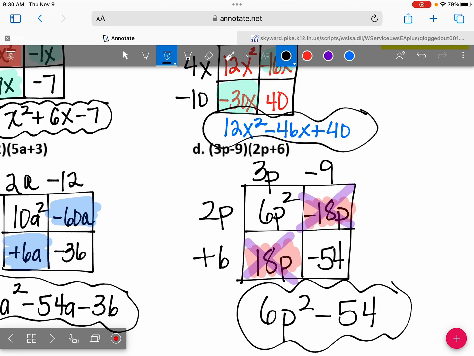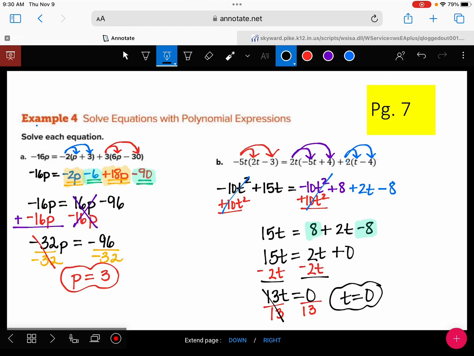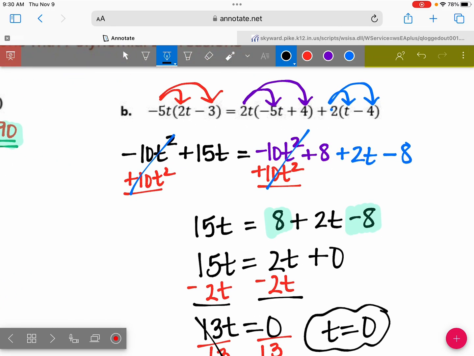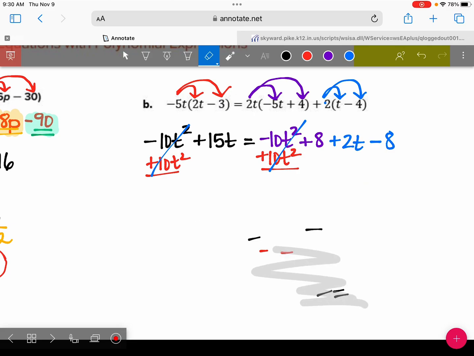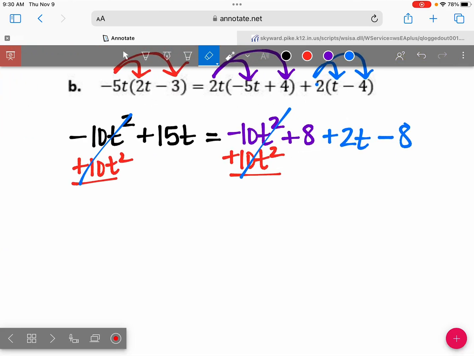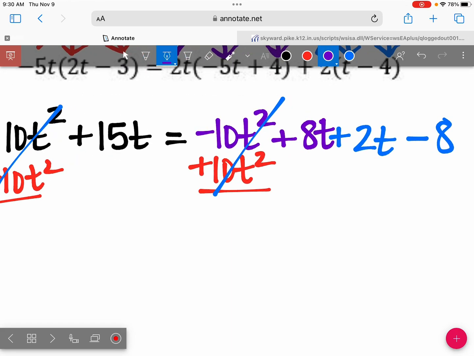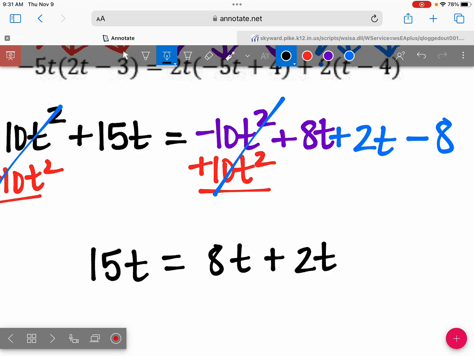All right, so now let's go back. Let's go back to this question here. All right, there is an error, so we need to actually go back and rework this question. So we need to go back up to this step right here. So I made an error right here. What is 2t times 4? 8t. So I dropped the t, which makes a big difference. So let's go ahead and make that an 8t. So then we have 15t equals 8t plus 2t minus 8.